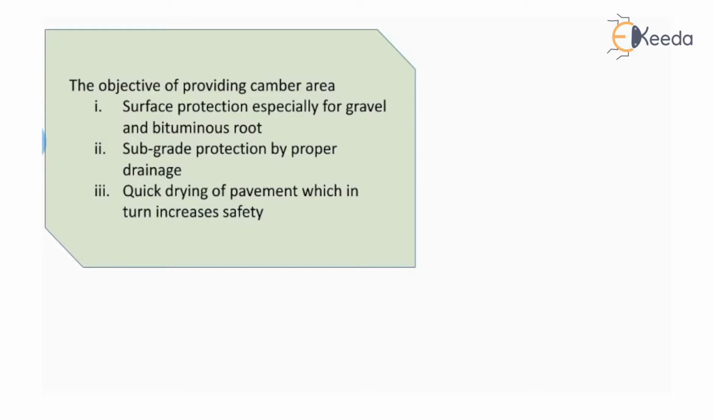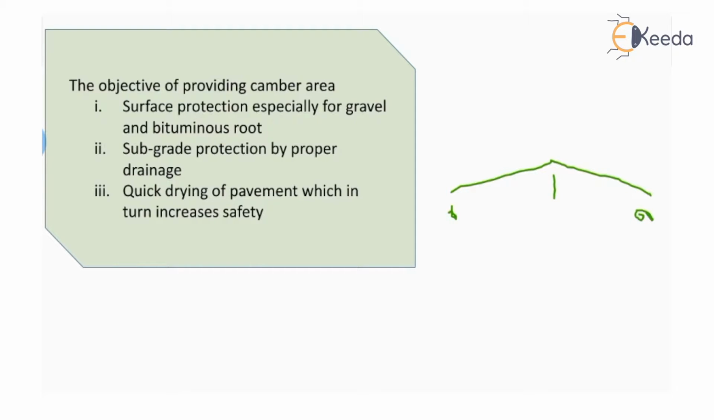Now I will show you what are the objectives of providing a camber. Surface protection, especially for gravelled and bituminous road. Subgrade protection by proper drainage, quick drying of pavement, which in turn increases safety. So a proper camber is provided to the road section. This is the proper camber in which the center is raised as compared to the edges.